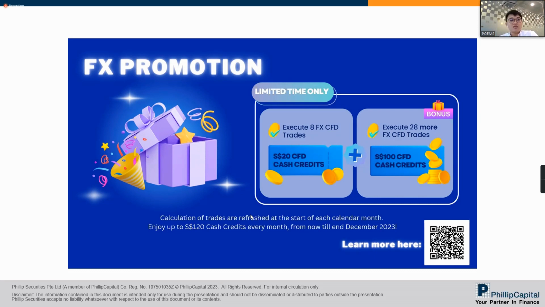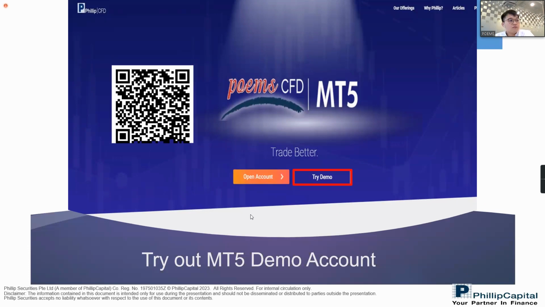This promotion will run for 3 months until the end of this year. So if you do it for 3 months, you will receive $360 until the end of this year. The calculation of trades is refreshed at the start of each calendar month, and you can enjoy up to $120 cash credit every month. So we need $360. Also, do remember to try our Poems CFD and MT5 platform that I mentioned just now. It is a really quite advanced platform.